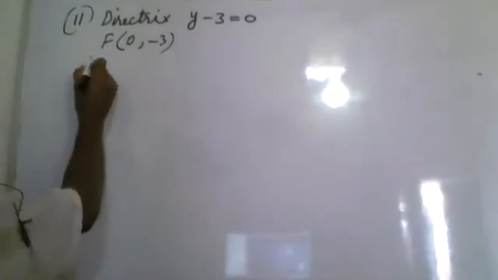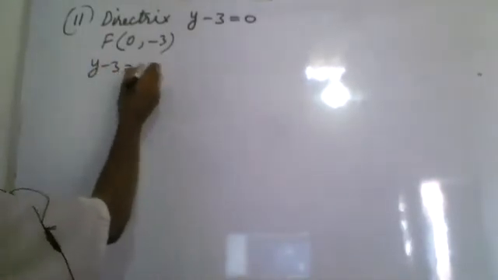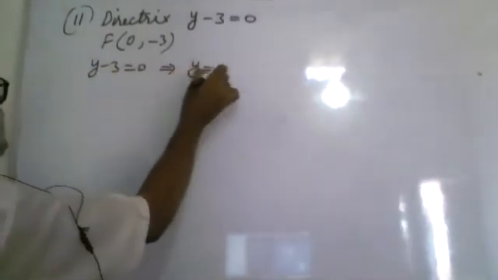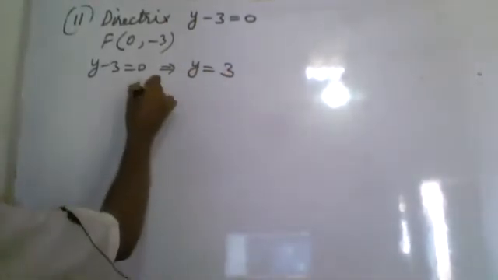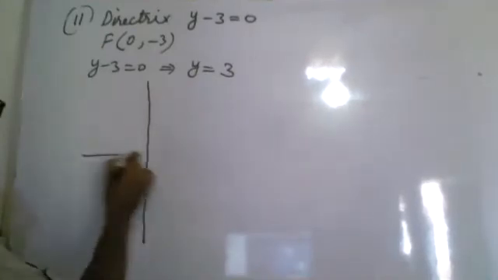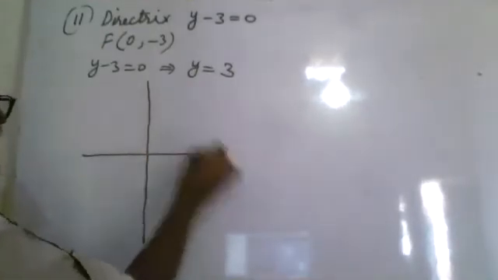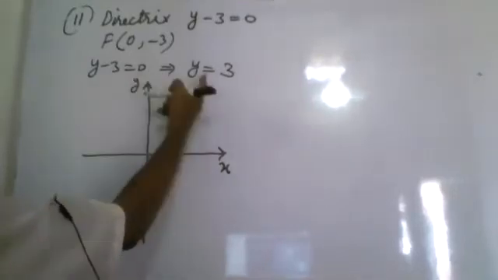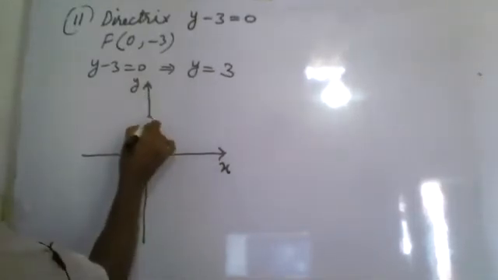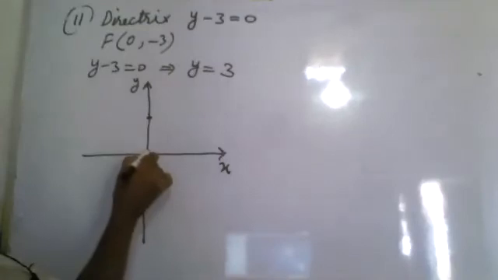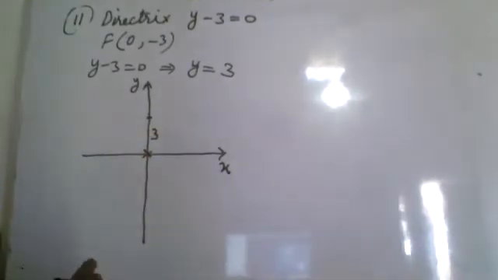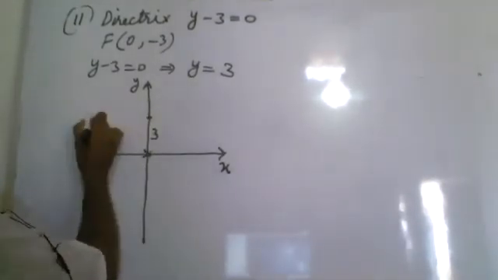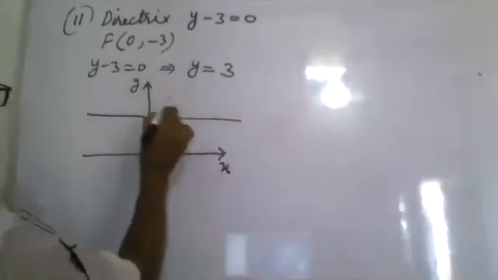Y minus 3 equal to 0 means y equal to 3. Draw the axis xy. Y is equal to 3. So this is y is equal to 3, three units from the vertex, the origin. So this is the equation of the directrix, y is equal to 3.